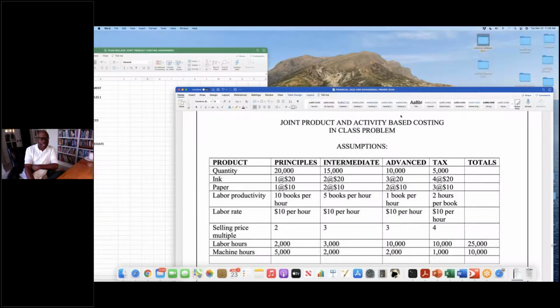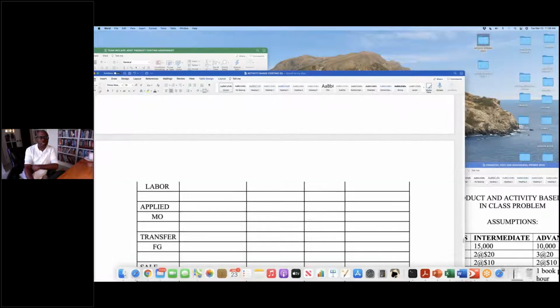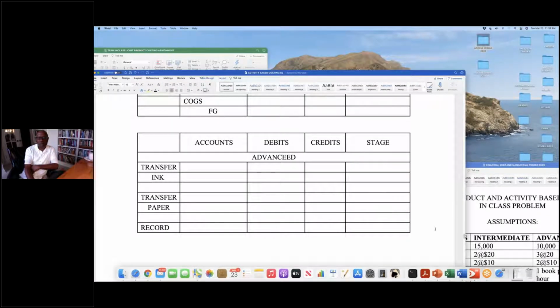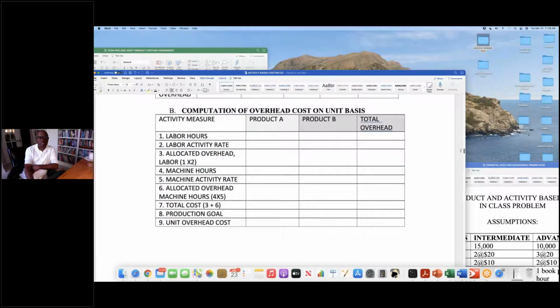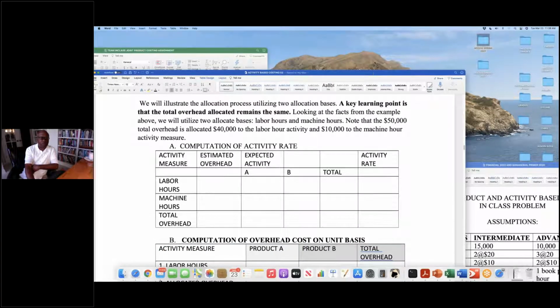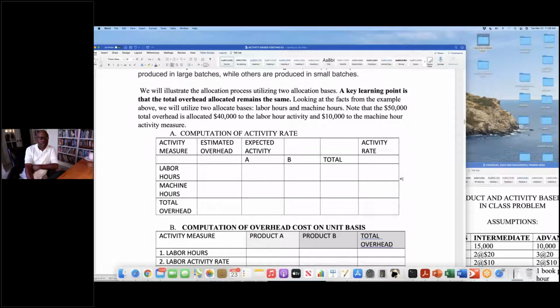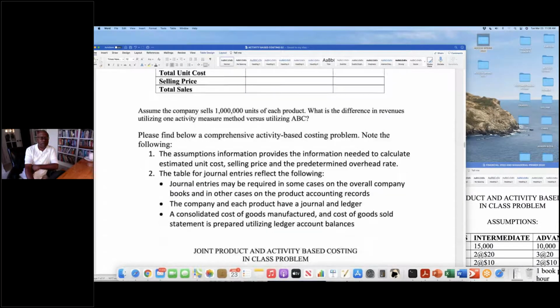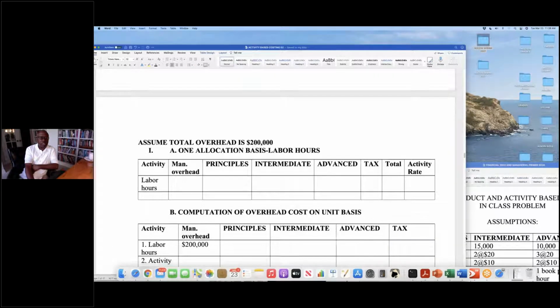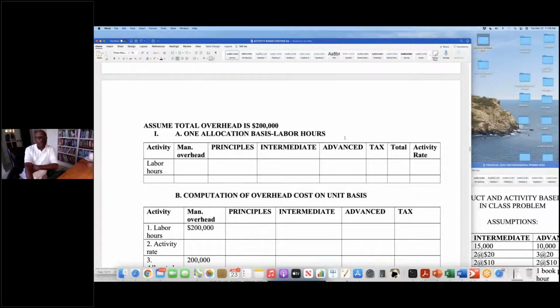So what I need to happen, so you should have this insert. So the first thing that each team is going to do is calculate an activity rate. Okay. So each team calculate activity rate just based on labor hours. Hopefully those activity rates will be the same.